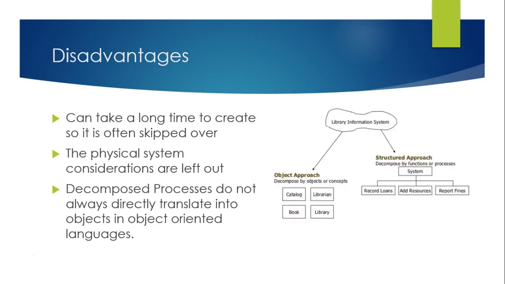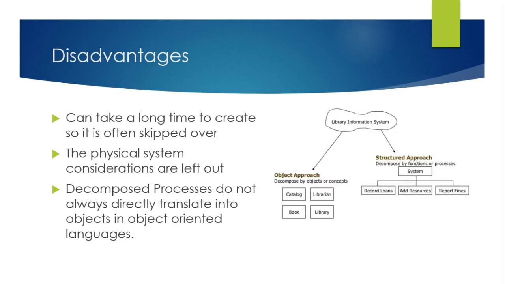There are not many downsides of using a data flow diagram, but there are some disadvantages that we can discuss. One important disadvantage is that it can take a long time to complete, and because of the length of time, it is often skipped over. To skip over it is usually a mistake, but because it does take so long, it happens.